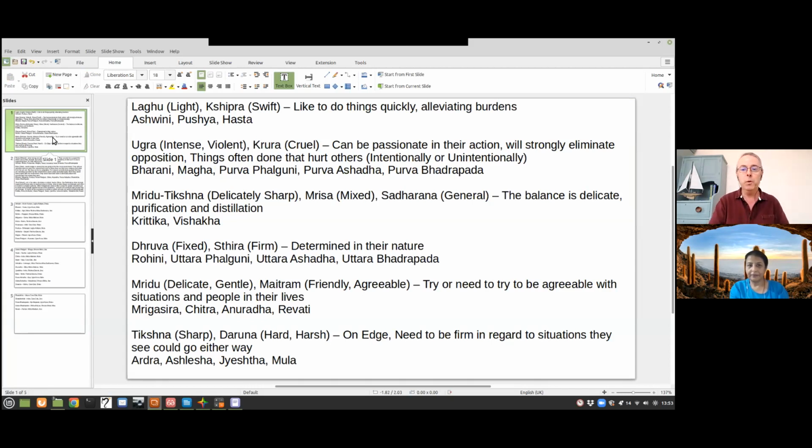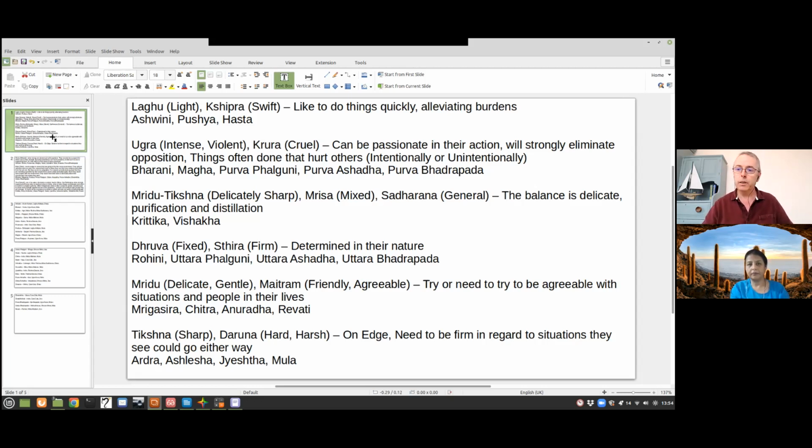They're swift moving nakshatras, as the name would imply, but they also like to alleviate burdens, right? That's a key focus of them. And if you think about that, that fits in with the light category of it. So looking to lighten the load, so to speak. And three nakshatras belong to this particular category, and those are Ashwini, Pushya, and Hasta.